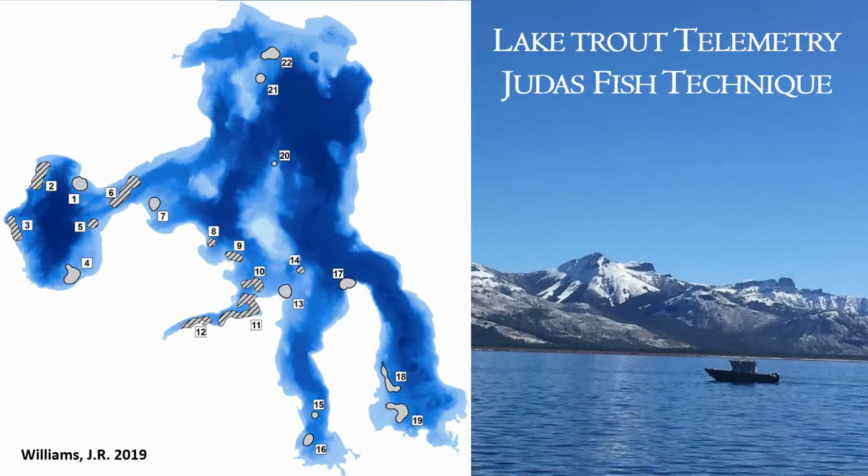We know of about 14 spawning areas that the lake trout use within the lake, which are shown by the cross-hatched polygons here. We also have suspected areas across the lake, which are in the gray shaded areas, but we haven't found eggs in those locations yet. We've located these areas by telemetry of the tagged lake trout in the fall by tracking them to their spawning sites.